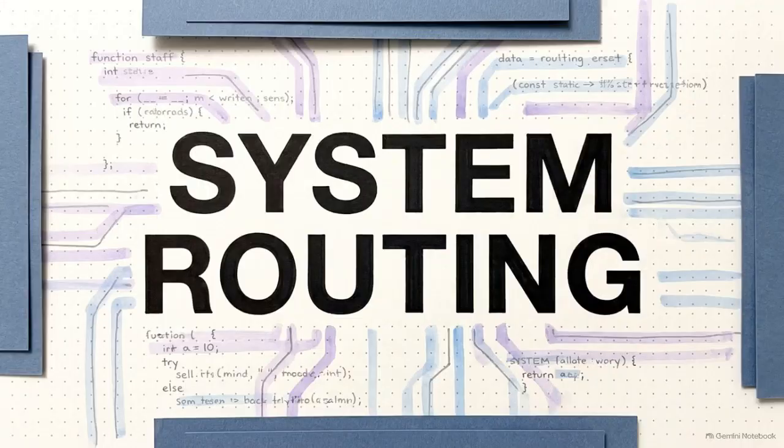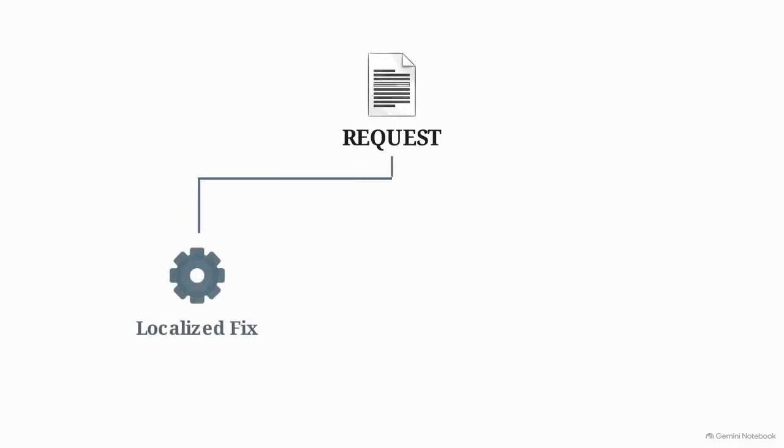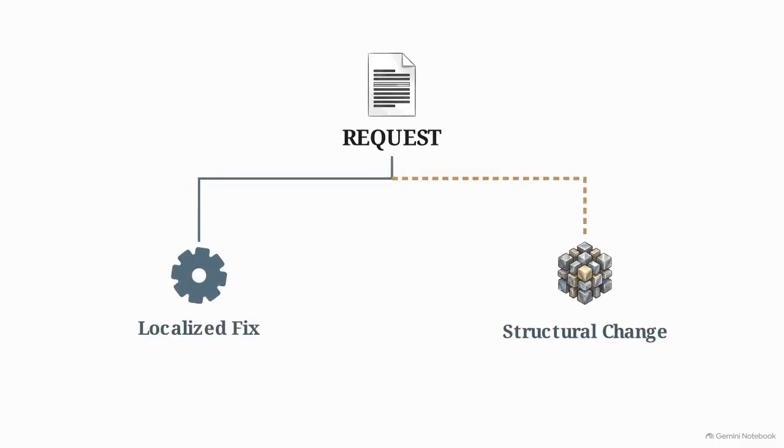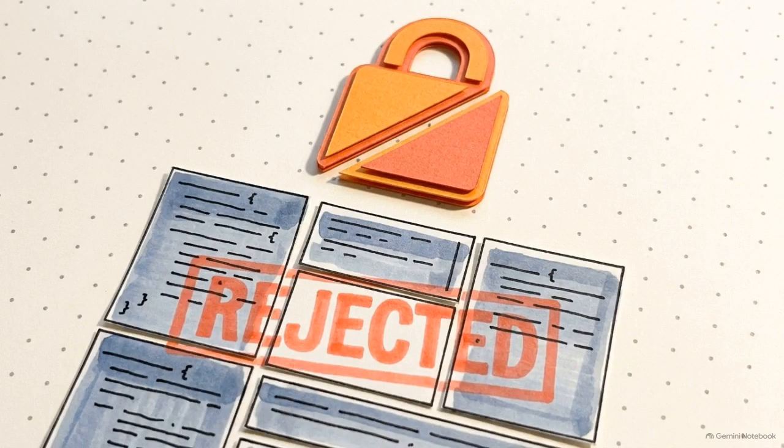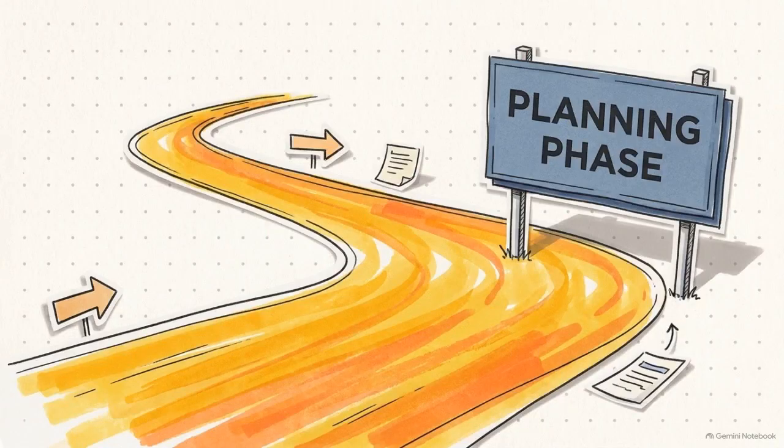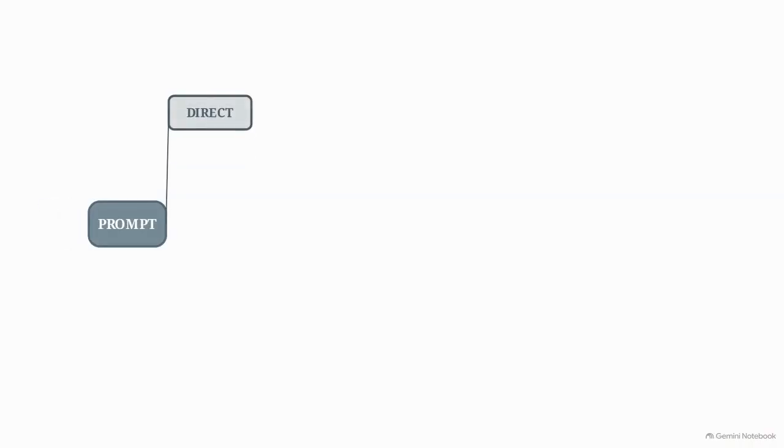Here, the workflow begins with intent routing. The system evaluates your request to see if it's a simple, localized fix or a broader structural change. If your request touches a public API, changes security protocols, or carries unknown variables, RPD rejects direct implementation. It forces the AI into planned routing. This flowchart shows the start of that planned pipeline.